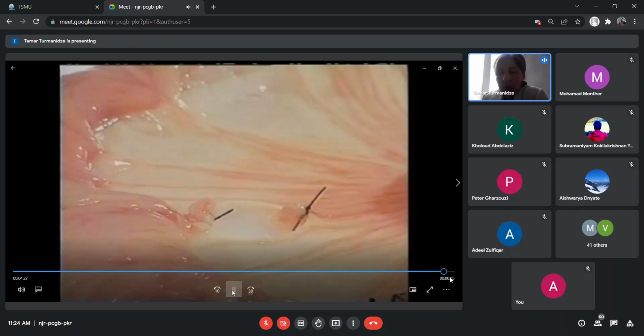Suturing, dissection of tissues and suturing of the vessels, we continue next lecture, students. We don't have time now. So, have we any question?